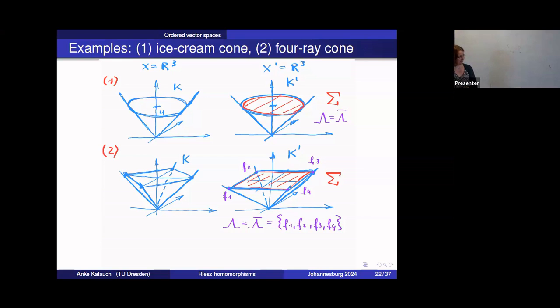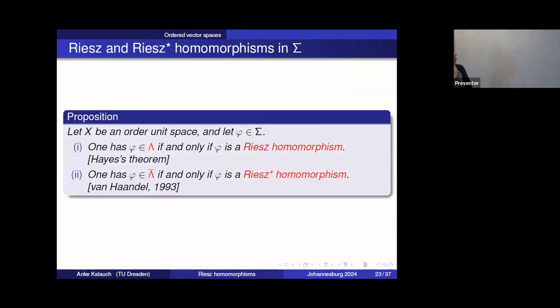And here as well. So the functionals that are Riesz homomorphisms is the lambda bar. You can really see it. So this is this nice characterization. It's a classical result. The first is the Hahn-Hayes theorem, was done in the 70s, and this is from Van Handel in the 90s.